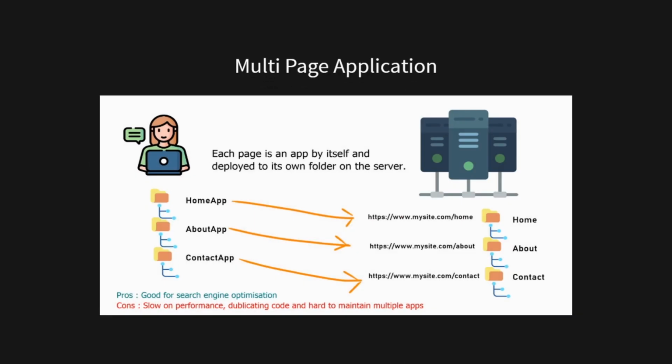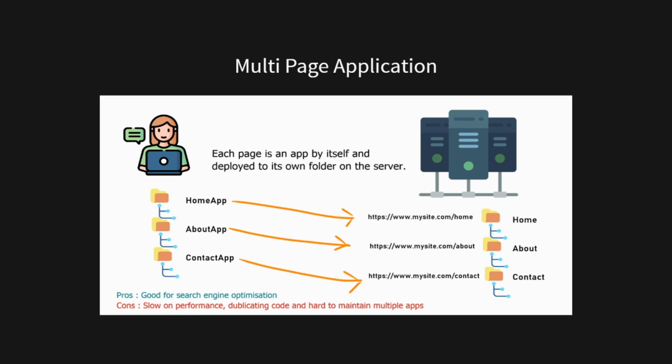So in a multi-page application, you develop your 3-page website as 3 different apps. So you'll have a home page app, about page app, and a contact page app. And then you will build them separately and you deploy them to their own folders on the server. So for the home app, you'll have a home folder, and for the about app, you'll have an about folder, and a contact folder for the contact app. So each page is an app by itself and deployed on its own folder on the server.